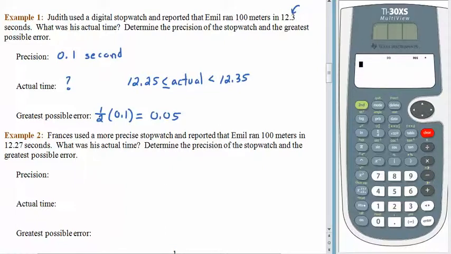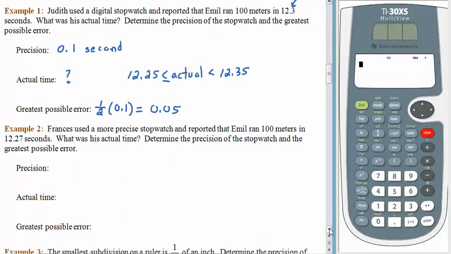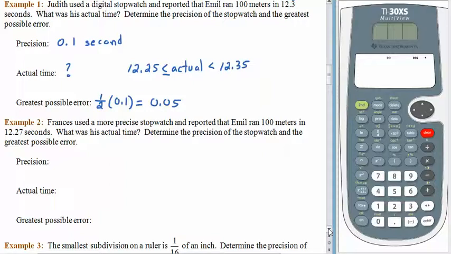Okay, that's pretty much it. Precision, the actual, and the greatest possible error are all related, and figuring them out is pretty straightforward. Pause the recording and you try example 2 on your own. Come back when you're ready.